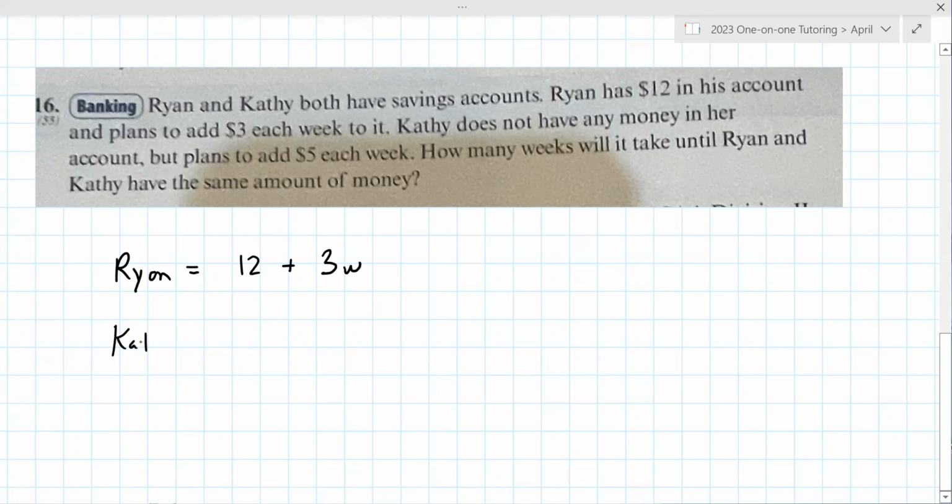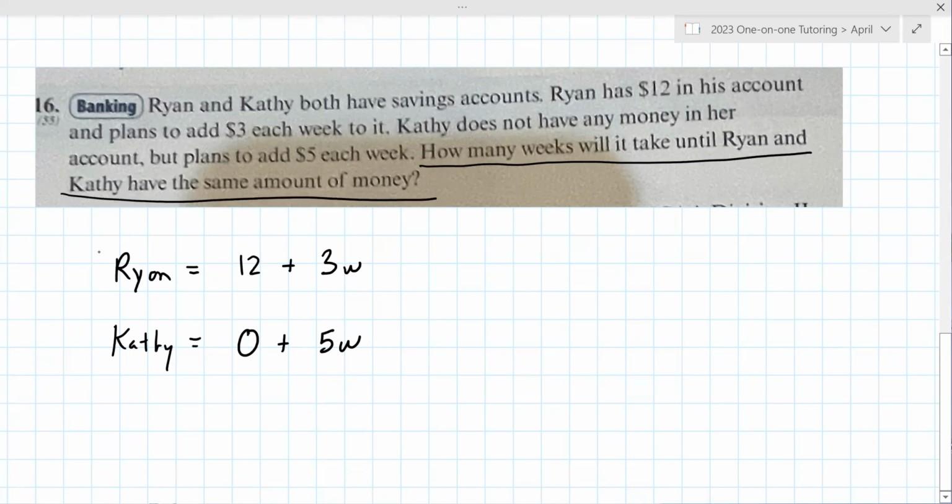Kathy, on the other hand, does not have any money in her account, so that's starting out with 0, but she plans to add $5 each week. What would go here to the right of the plus for $5 each week? 5W. How many weeks will it take until they have the same amount of money?